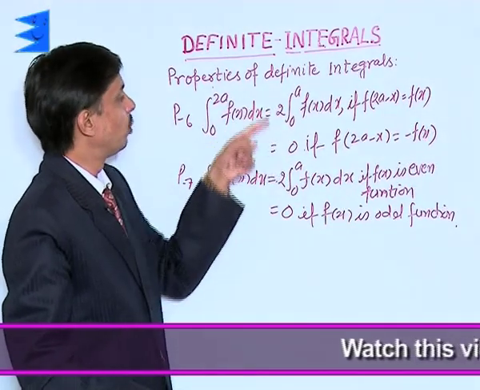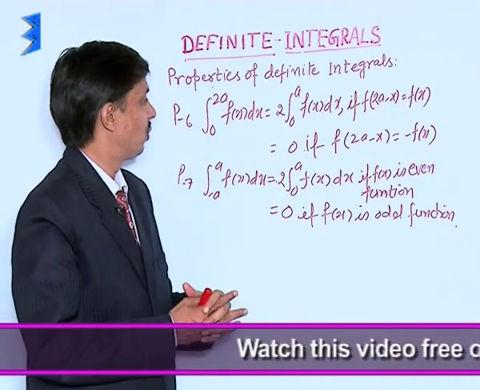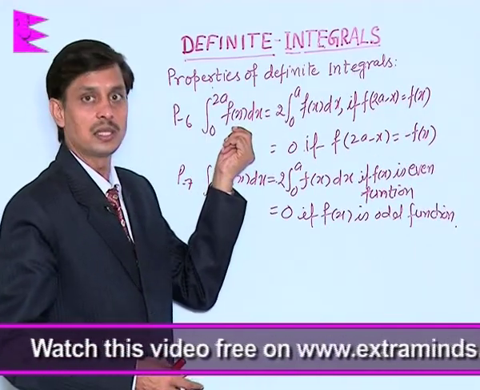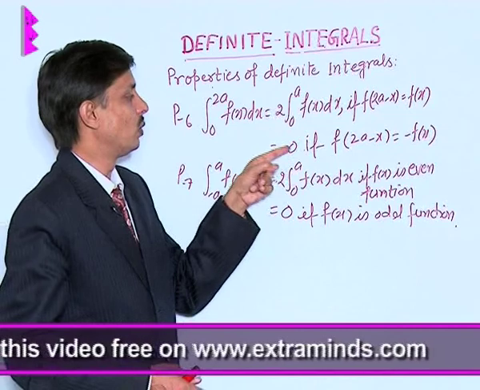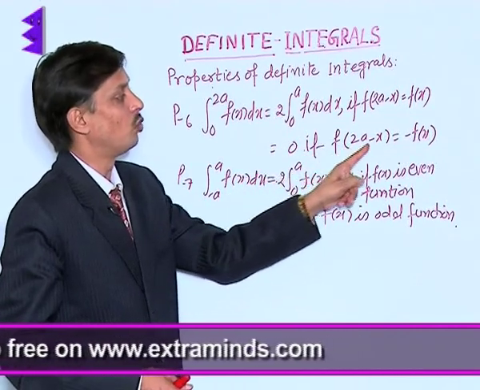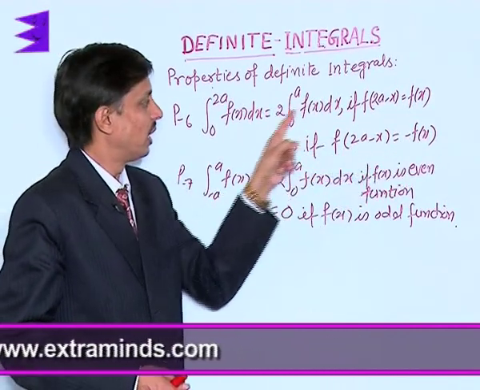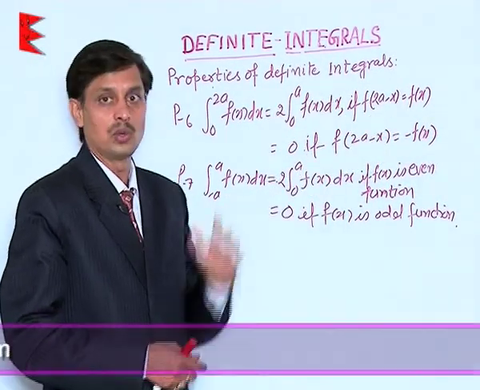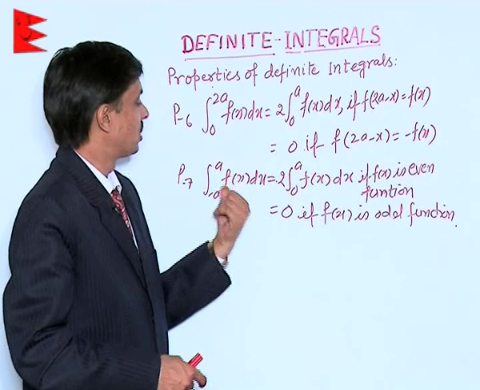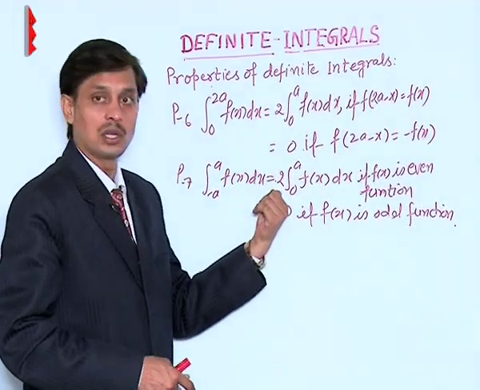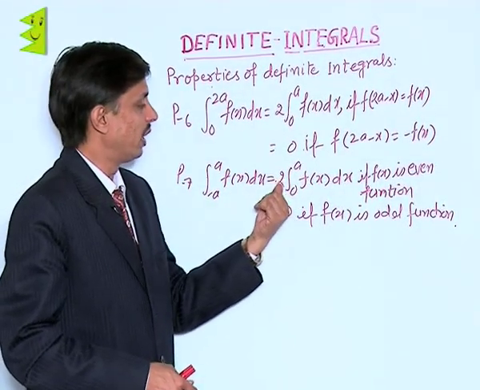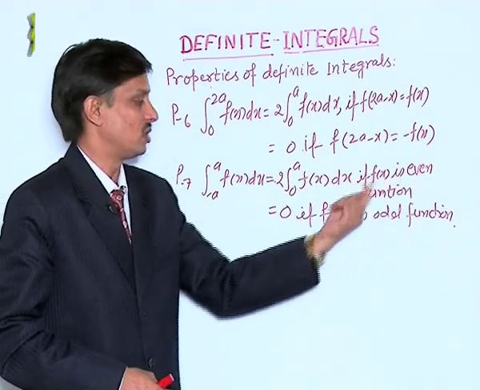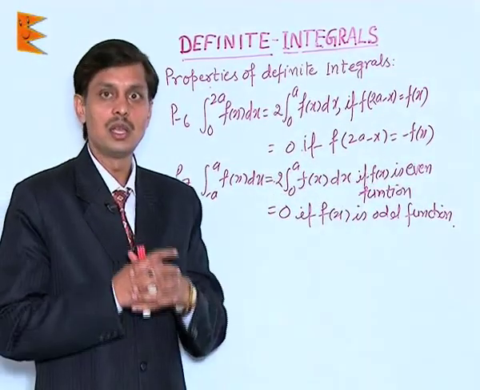So whenever you use these two properties, you have to be very attentive. The integral from 0 to 2a of f(x) dx has two values: it may be 0 if f of 2a minus x is minus f(x), and twice the integral from 0 to a of f(x) if f of 2a minus x is equal to f(x). Similarly, the integral from minus a to a of f(x) dx has two values: twice the integral from 0 to a of f(x) dx if f(x) is an even function, and 0 if f(x) is an odd function.